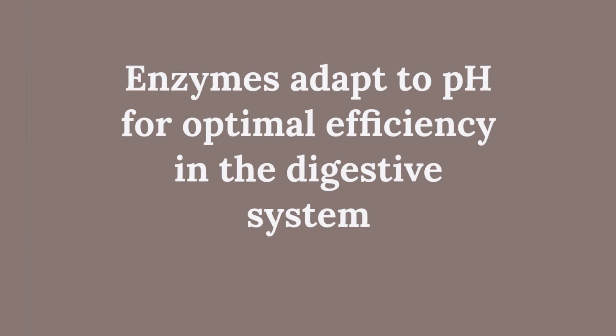Enzymes in the gastrointestinal tract adapt to specific pH conditions. Pepsin operates in acidic environments like the stomach. Salivary amylase functions best at neutral pH in the mouth. Trypsin excels in the slightly alkaline small intestine. These adaptations optimize enzyme efficiency.